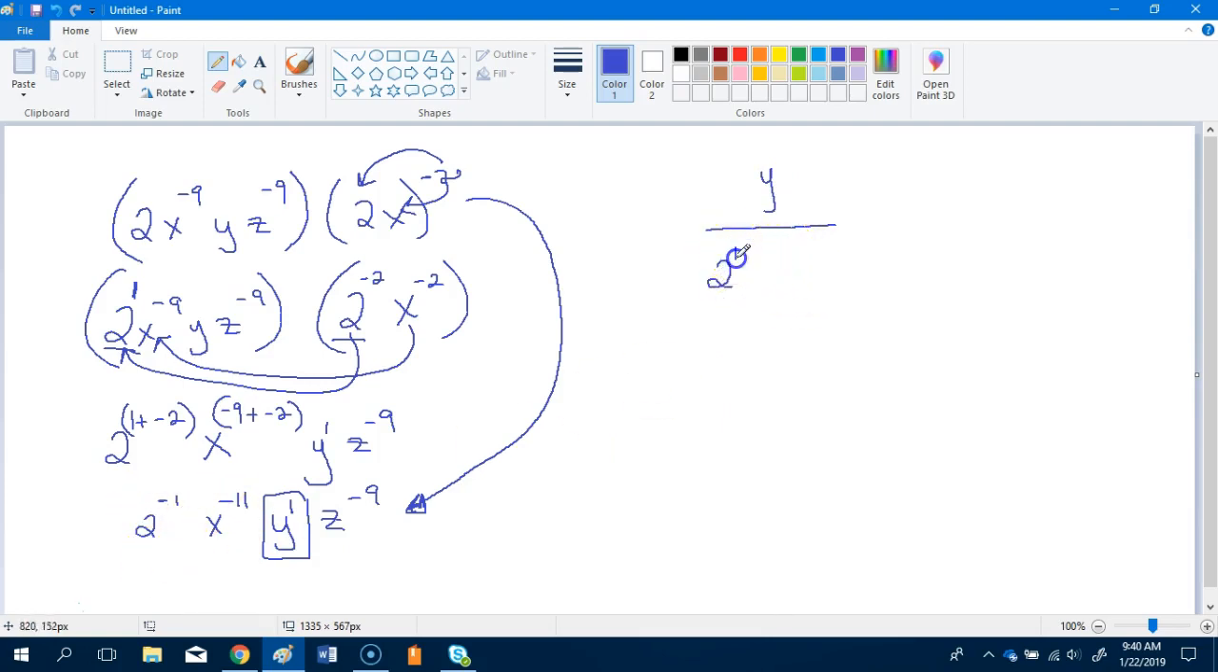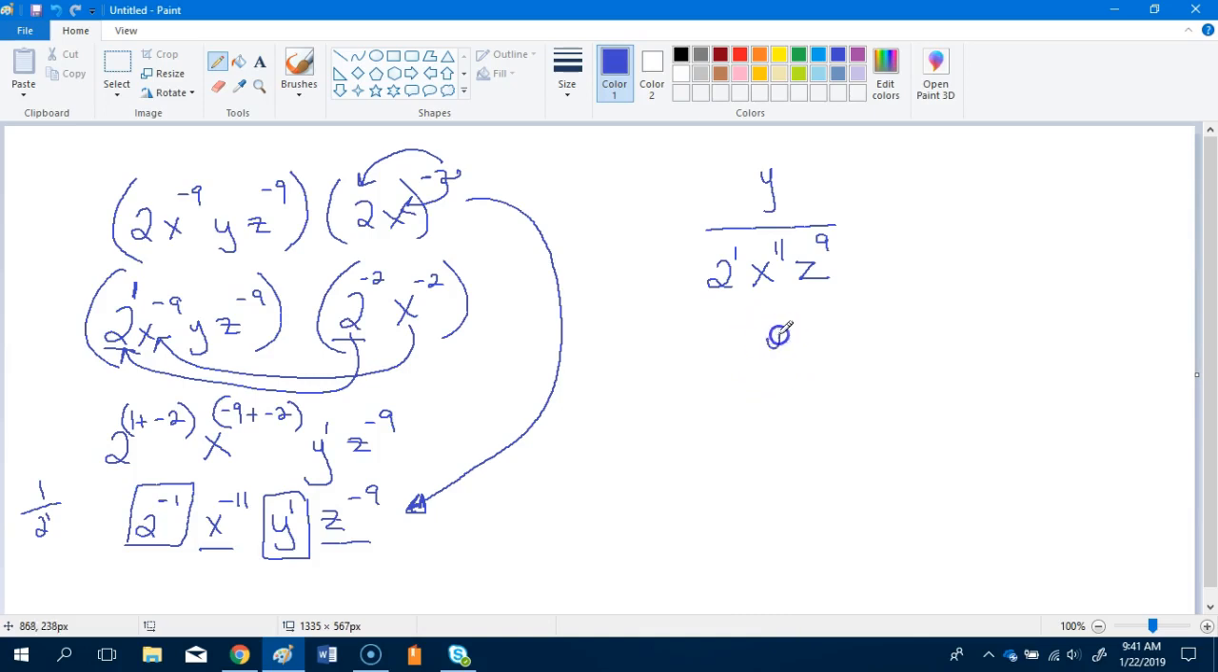So 2 to the power of -1, that's this, because that is actually equal to 1 over 2 to the power of 1. So you just put it underneath. X to the power of -11 is equal to 1 over x to the power of +11. And z to the power of -9 is the same as 1 over z to the power of +9.